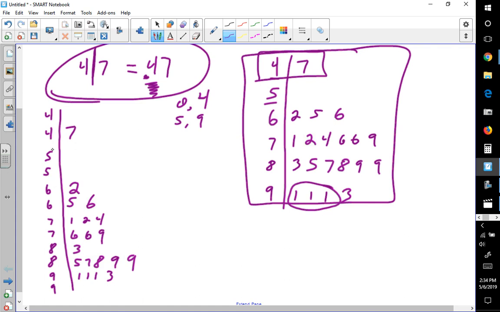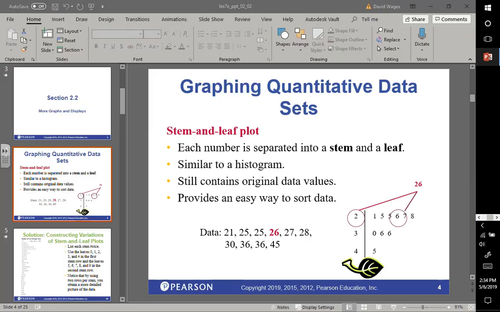So this class goes from 40 to 44, 45, 50 to 54, 9. Sometimes that gives us an even clearer picture of the distribution of our data values. So those are stem and leaf displays. It just helps us organize our data.